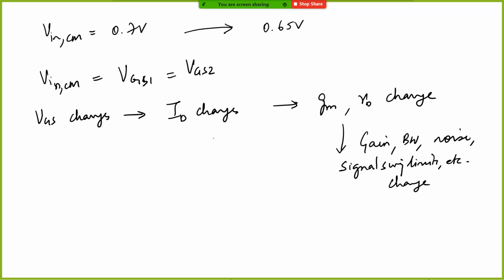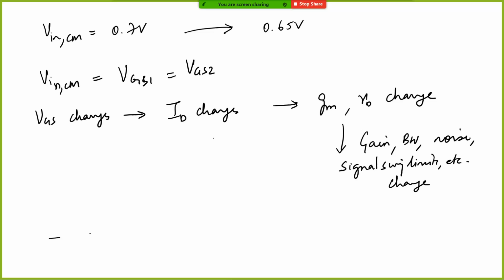So in other words, your input common mode has changed due to some reason. Sometimes you cannot even predict it. Let's say you have a previous stage which will nominally be around 0.7. It can go to 0.7 to 0.75. Under some circumstances it can go to 0.6, 0.65. Now what happens is your gain keeps changing. Suppose your common mode voltage just drops down and reaches a very low voltage.